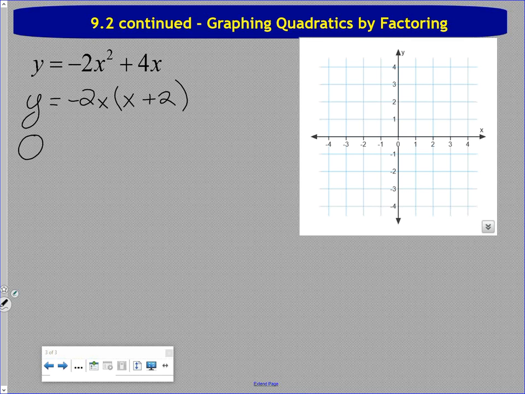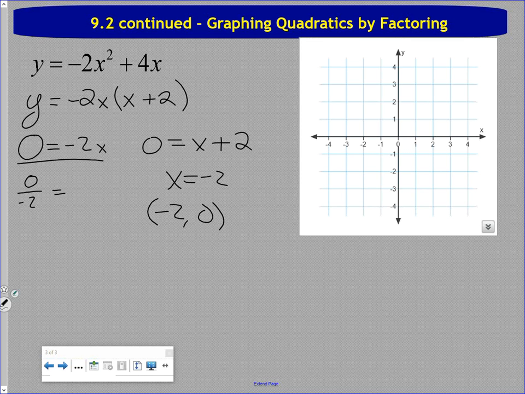Same exact process. Set them both equal to 0. The one on the right is what you're used to seeing. x is -2, so -2, 0 is one of our zeros. This one is not any harder to solve, but you're just not used to seeing it that way. Divide both sides by -2. 0 divided by -2 is still 0. That's the other one. So 0, 0 is our other place where it crosses the x-axis, our other x-intercept. So I'm going to plot those two, -2, 0 and 0, 0.